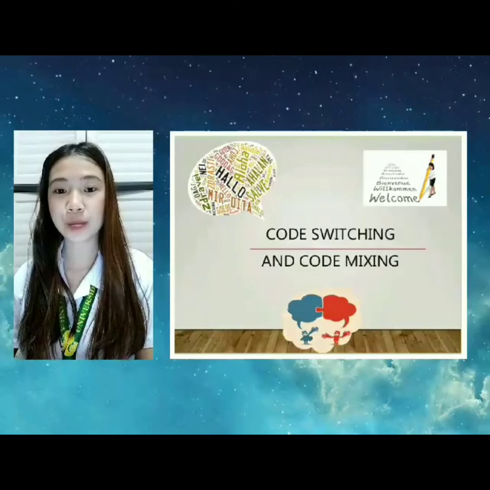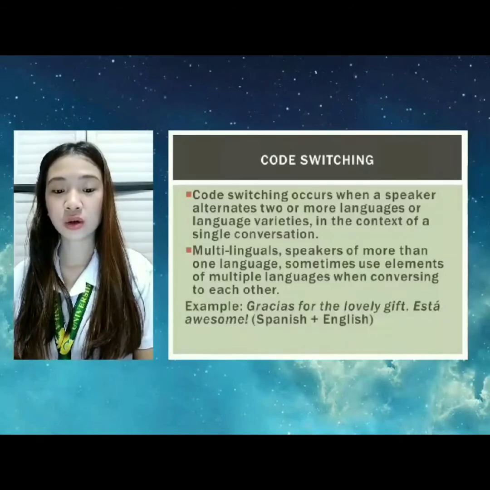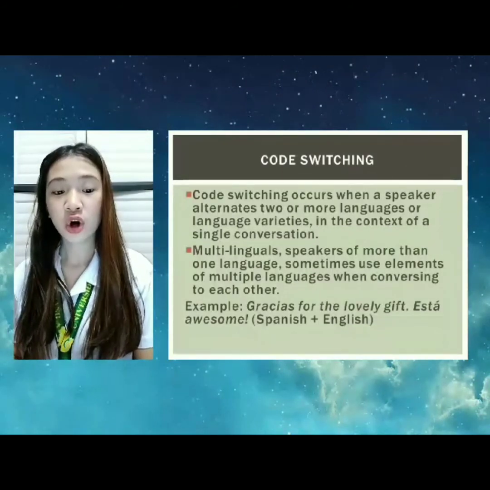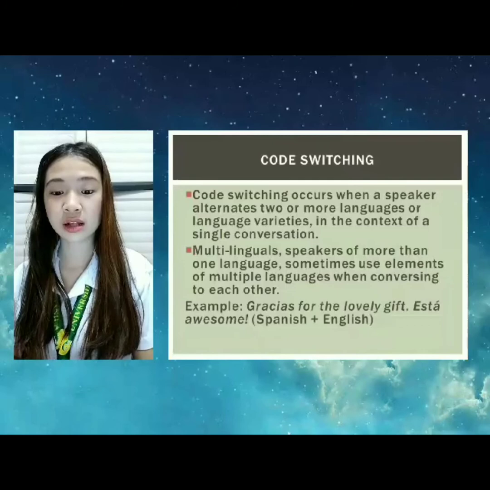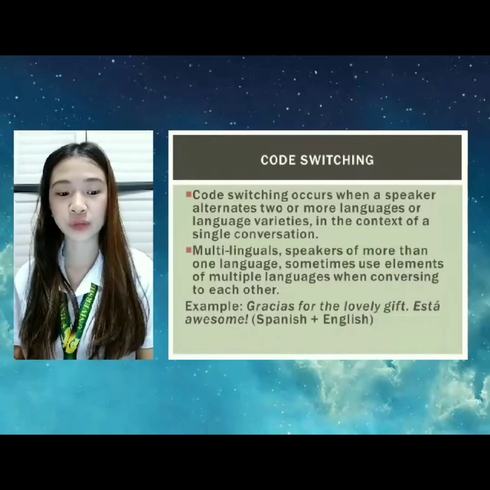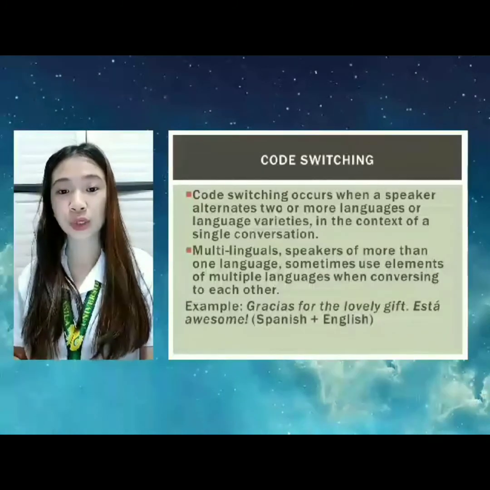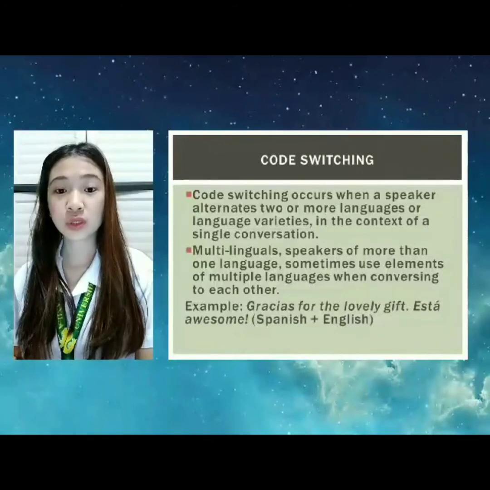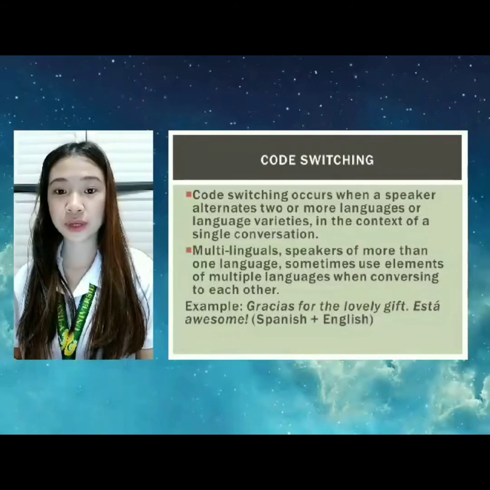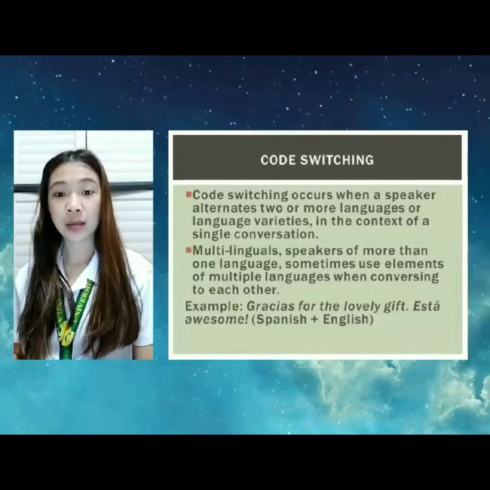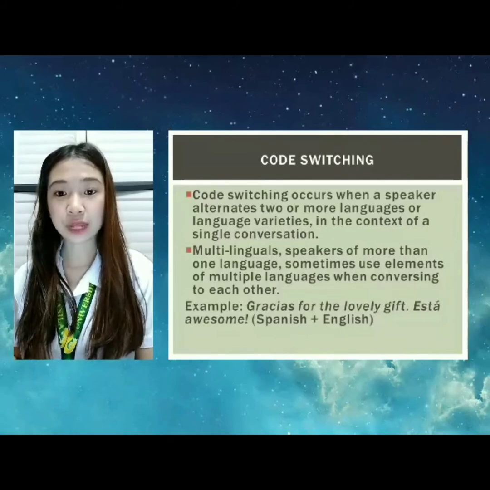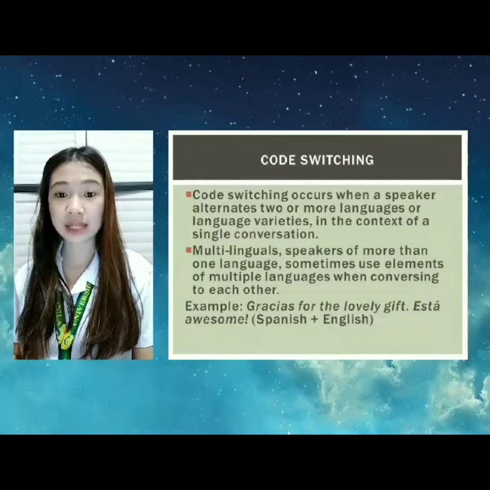I was assigned to report about code switching and code mixing. Code switching occurs when a speaker alternates two or more languages or language varieties in the context of a single conversation. Multilinguals, speakers of more than one language, sometimes use the elements of multiple languages when conversing with each other. Example: "Gracias por the lovely gift. Está awesome." It is Spanish plus English.